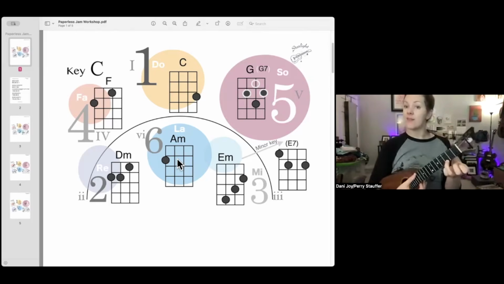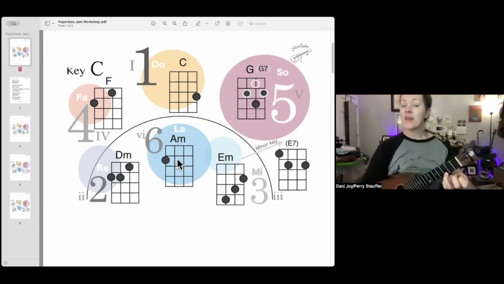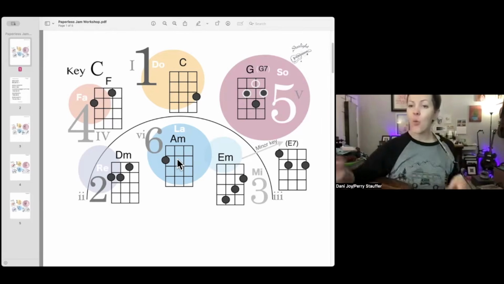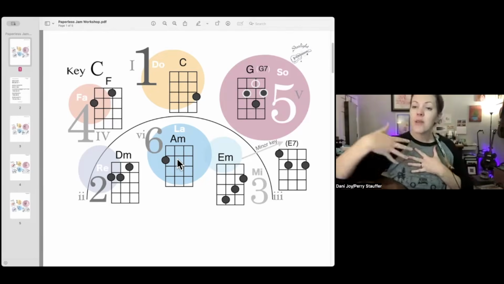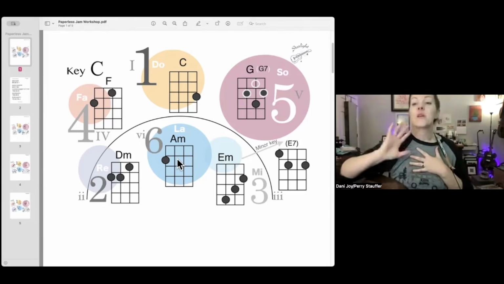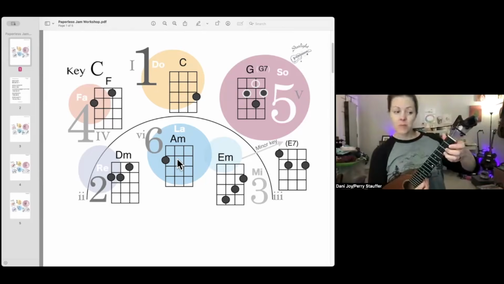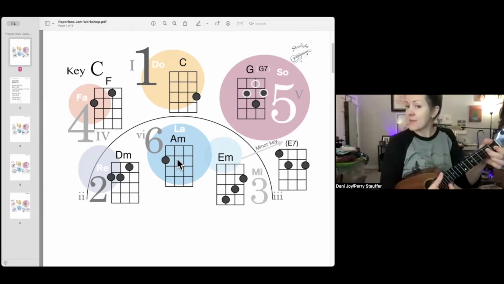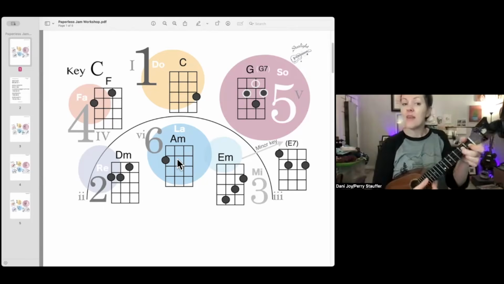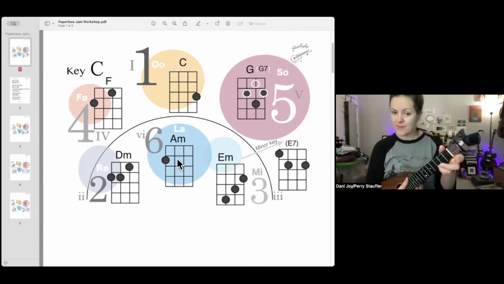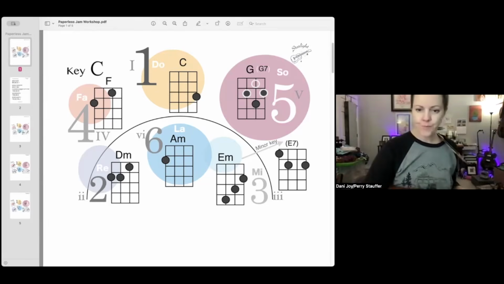And then the one, ta-da, the one makes us feel at rest. So when we're emotionally connecting to what we hear, we're going to be listening for rest, playful excitement, and then rest again. So let me stop sharing for a moment. We'll play a song. You guys have probably all played this song, Jambalaya.